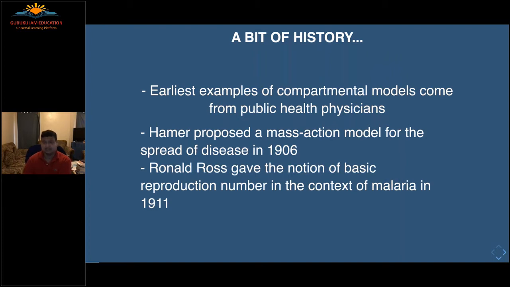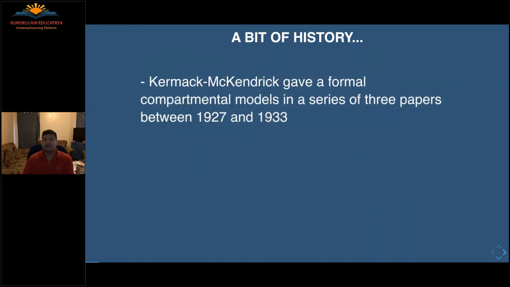And then Ronald Ross was the first to give the notion of the basic reproduction number. I'll briefly explain what this number is, but by now I think you are all familiar with it, the basic reproduction number, in the context of malaria. I think it was actually in Calcutta that he did this work. And then came the famous Kermack-McKendrick model.